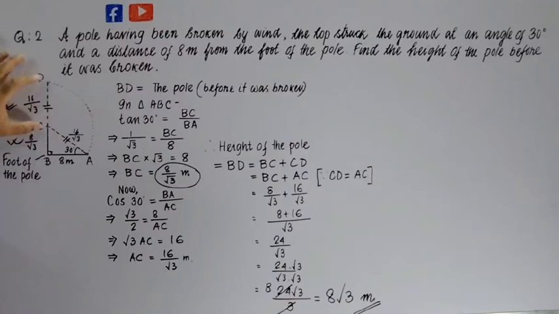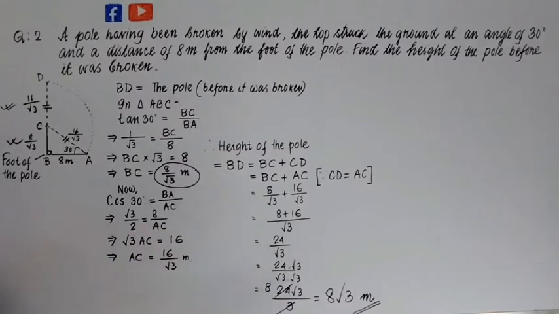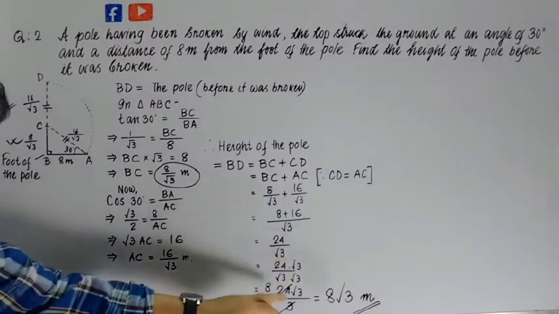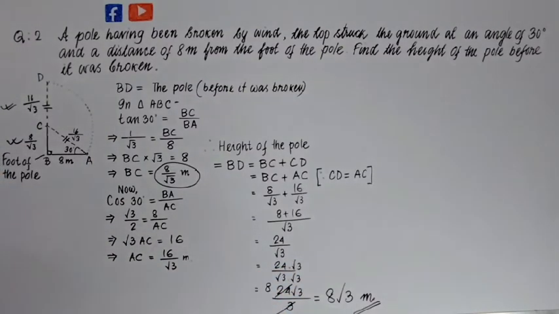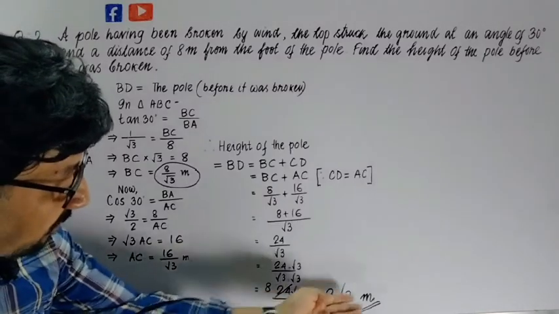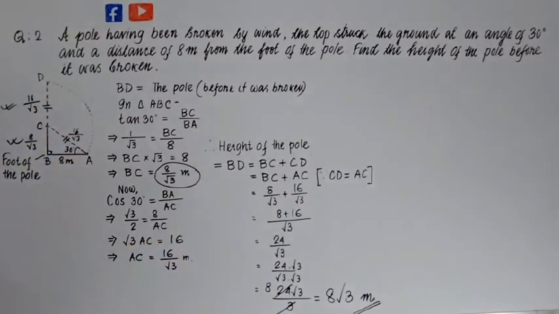BD means BC plus CD. The length of BC you have got 8 by root 3, and the length of CD you have got 16 by root 3. Add these two, you will get 24 by root 3, and at last rationalize the denominator. It means you will have to multiply the denominator by root 3 and the numerator also by root 3. 8 root 3 meter comes. So actually this is the length of the pole or height of the pole, 8 root 3 meter.